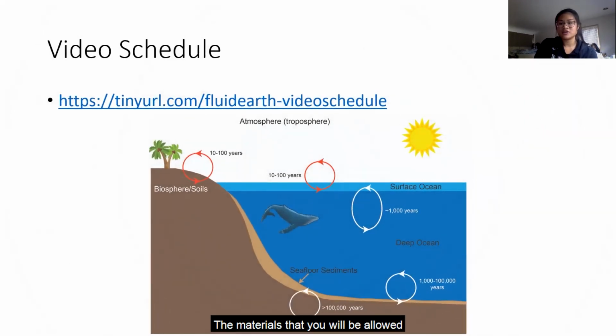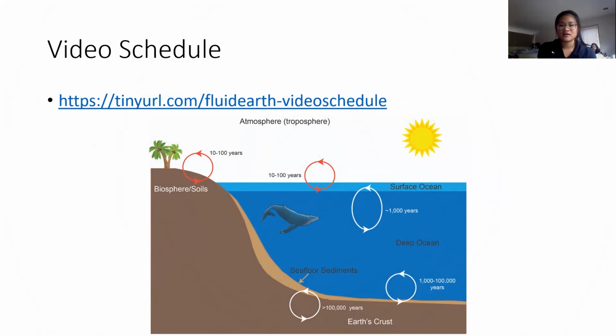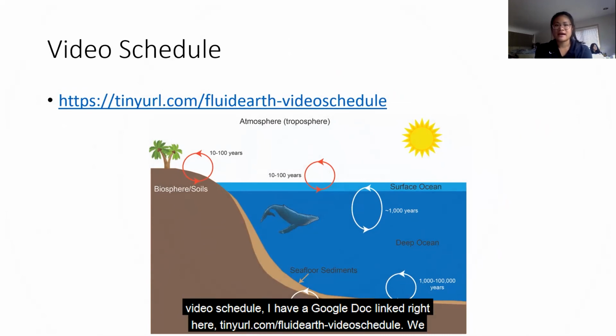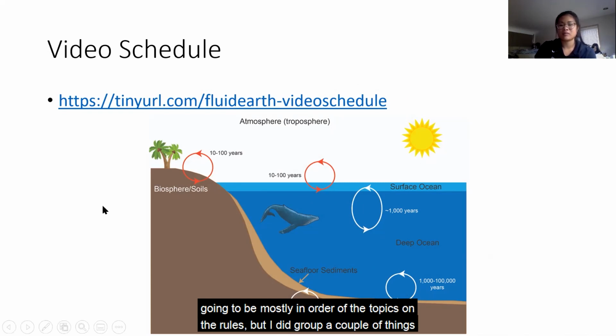The materials that you will be allowed for the tests are open book, open internet, and the video schedule, I have a Google Doc linked right here, tinyurl.com/fluidearth-video schedule. We will be putting out 10 videos, 2 every 2 weeks or 1 every week. And the format of my videos is going to be mostly in order of the topics on the rules, but I did group a couple of things together.